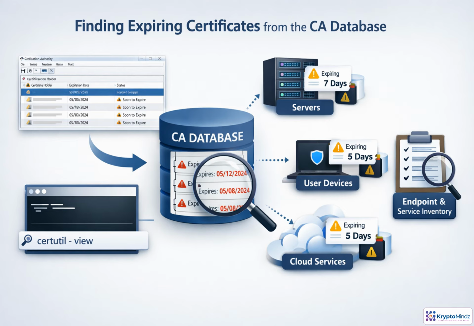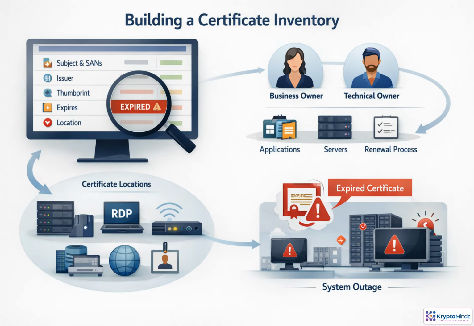The CA database is your master record of what the CA has issued and when those certificates expire. You can filter the console view or use certreq view to pull everything expiring in a given window. Remember though, issued doesn't guarantee still deployed. To understand what will actually break, you must correlate CA records with your endpoint and service inventory so each expiring certificate maps to a real system or application.